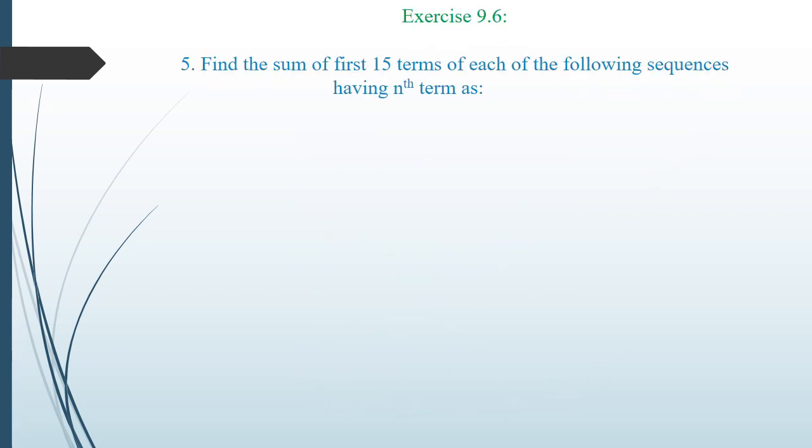Next question, question number 5. Find the sum of first 15 terms of each of the following sequences having nth term as. Further sub questions are present in this question. That is, the first sub question in this is an given as 3 plus 4n, and we need to find the sum up to 15 terms. Let us see how we can do that.